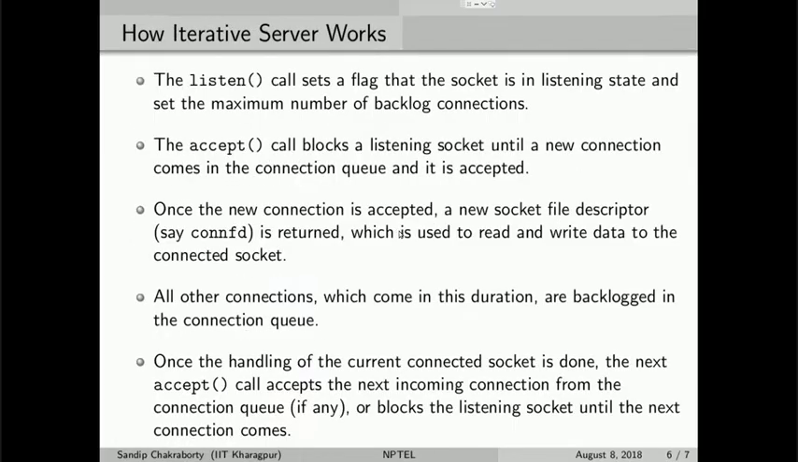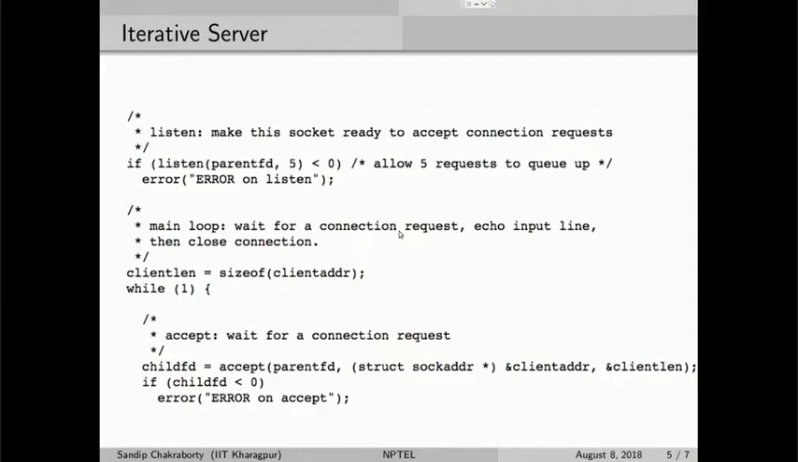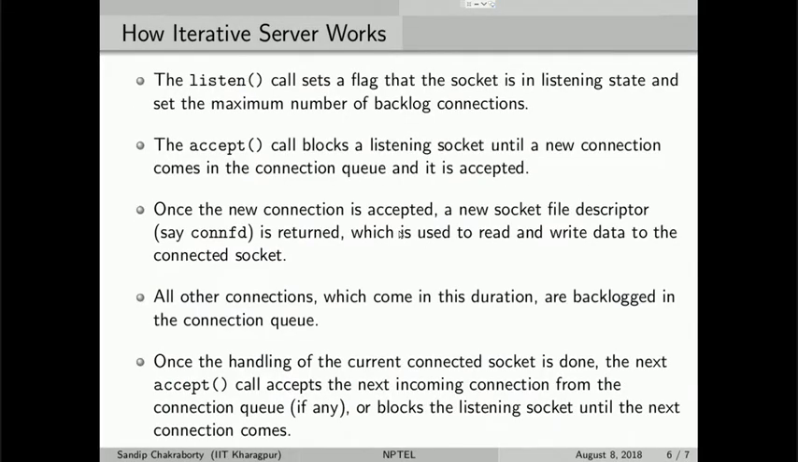If you look at how the iterative server works, the listen call sets a flag that the socket is in the listening state and sets the maximum number of backlog connections that we have seen earlier. Then the accept call blocks a listening socket until a new connection comes in the connection queue and it is accepted. So, this accept call is a blocking call. The system will keep on waiting here until you make a connect call from the client side.